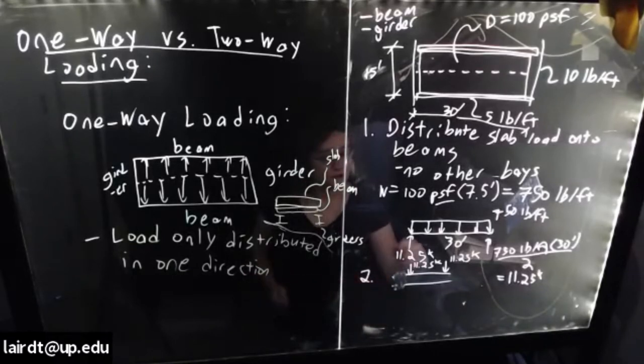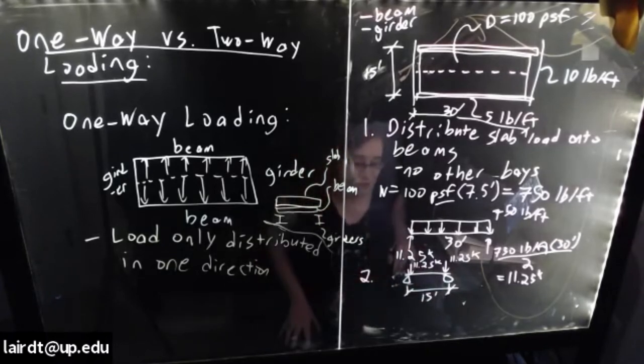So we have, I'll just draw it as a simple line element. So you would have two point loads of 11.25 kips separated by a distance of 15 feet here. Okay, so that's the basic idea of one-way slab loading.